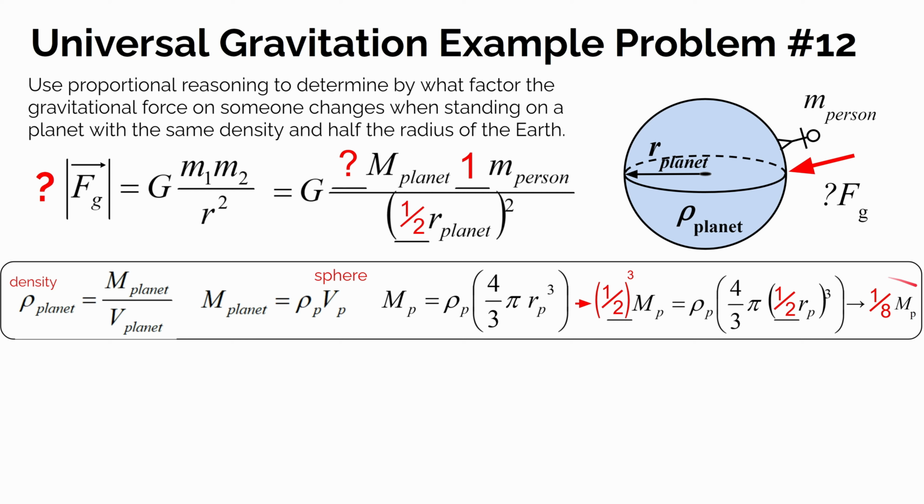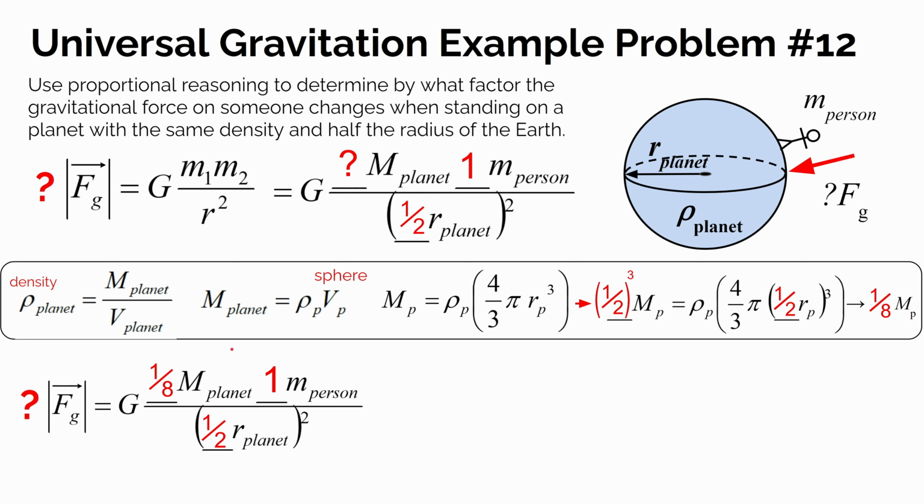So now that we know how much the mass of this planet is different than the Earth, let's go back to our proportional reasoning question up here. We know by what factor the mass of this planet changes based on the mass of the Earth. So we'll do that down here. We know the mass of the planet is 1/8 the original size. The person's mass doesn't change, so we put in a coefficient of 1. The radius is 1/2 the original radius.